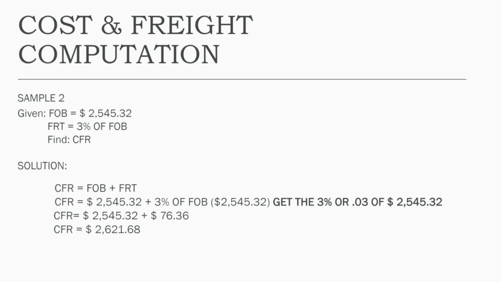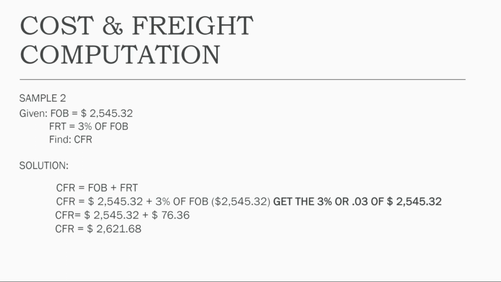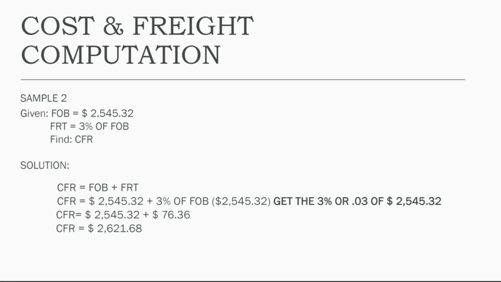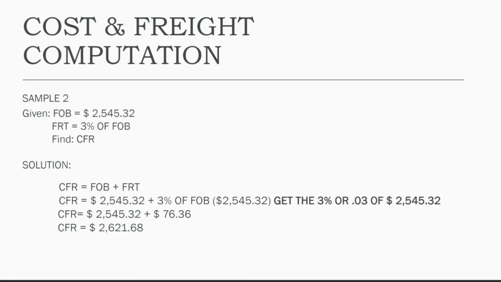Another example for the computation of CFR. The givens are FOB, which is $2,545.32 US dollars, and your freight is 3% of your FOB. Find CFR. In this kind of problem, you just need to compute for the 3% of what is being given. So in this case, it is 3% of FOB. The freight is equal to 3% of your FOB. Okay, so remember that. To get the solution, you just need to write again the formula for CFR, which is CFR is equal to FOB plus freight.